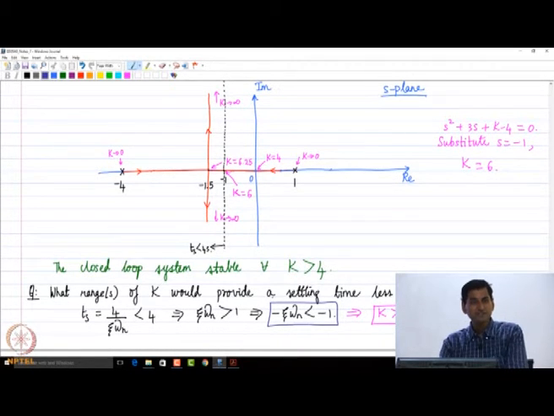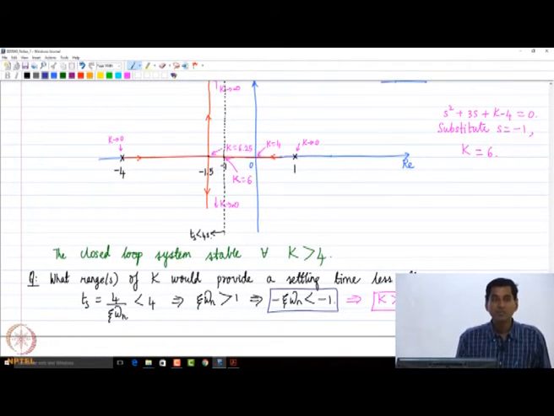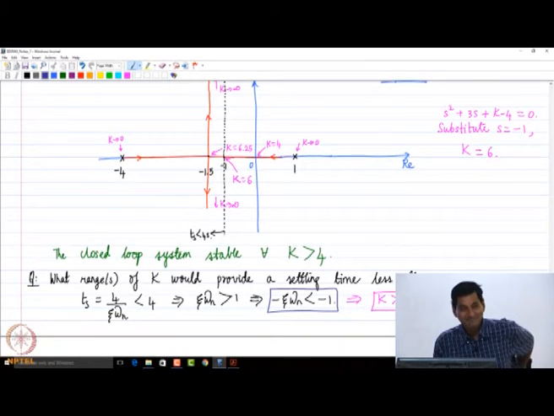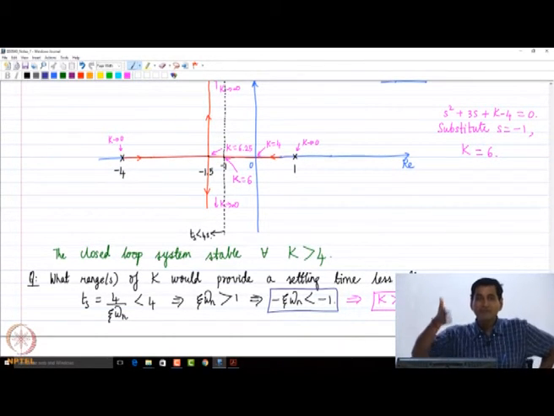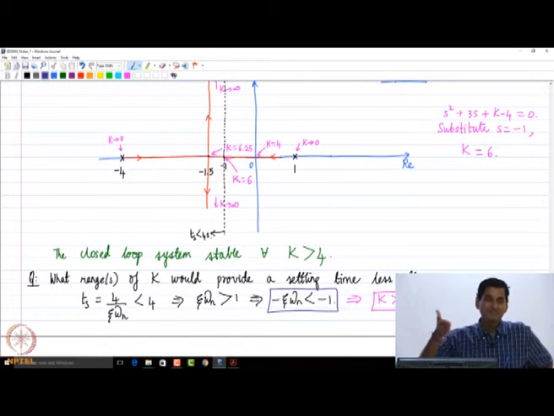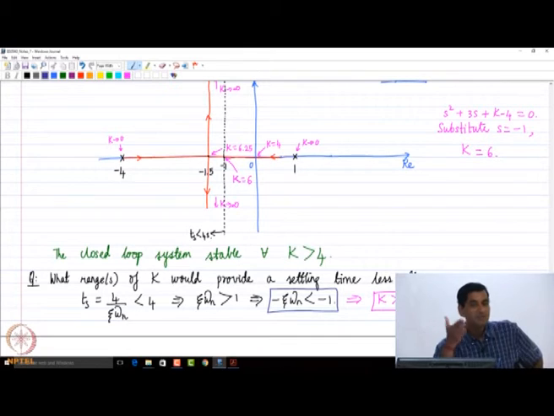We discussed this last week also, right? So for the settling time condition, we converted it into a constraint on the real part of the pole. Please remember what minus zeta omega was: it was the real part of the poles of the underdamped second order system, right? So if our dominant dynamics is going to be an underdamped second order system, we want the real parts to be to the left of this minus 1 line, right?